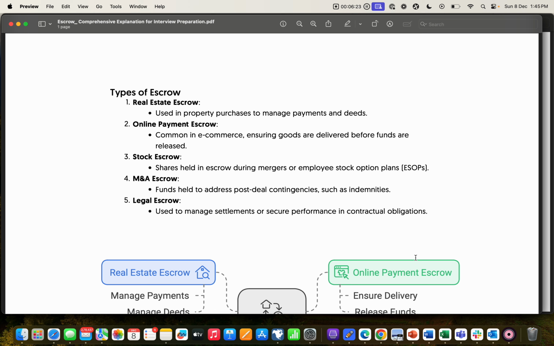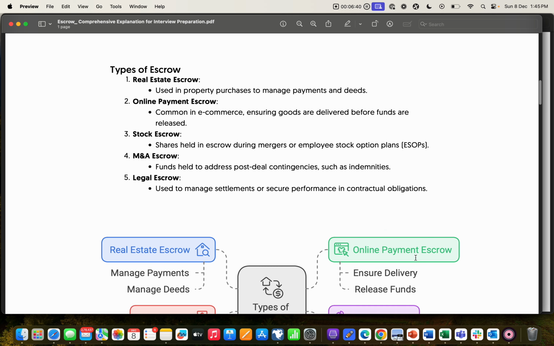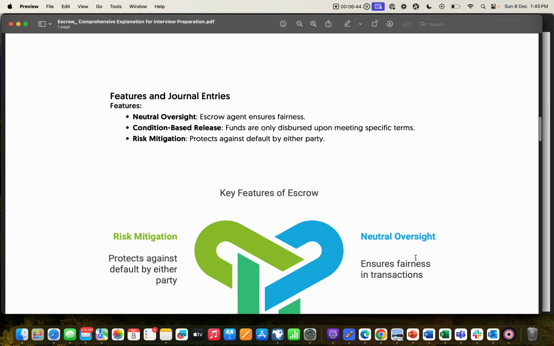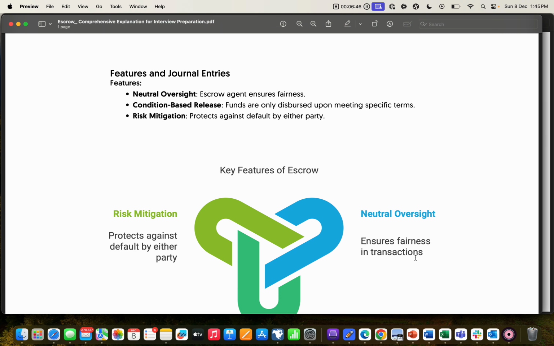Merger and acquisition funds are held to address post-deal contingencies, with an intermediary. When we do a merger and acquisition, we'll discuss this whole part. A legal escrow is used to manage settlement and secure performance of contractual obligations as well. So now the features and the general entries of this.